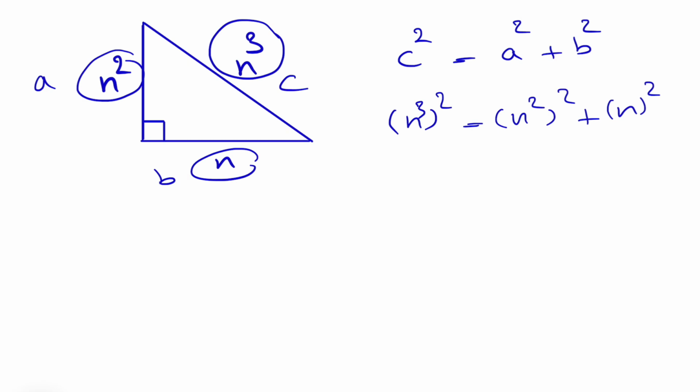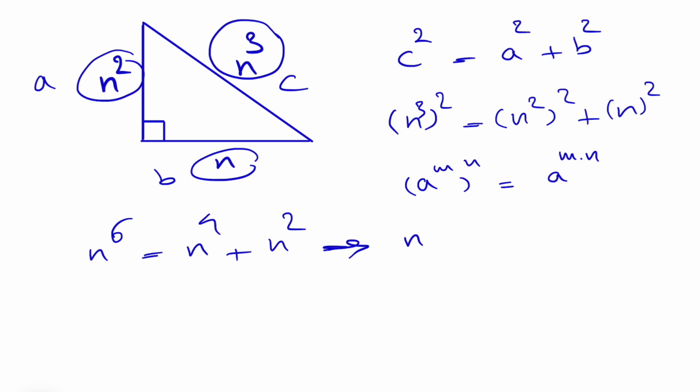So from the laws of exponents, we know that if we have a to the power of m to the power of n, this will be equal to a to the power of m times n. So the first one we have 2 times 3 is 6. We have 2 times 2, 4, plus n squared. So we're going to bring everything to the left side of the equation, and we'll have n to the 6 minus n to the 4 minus n squared equals 0.